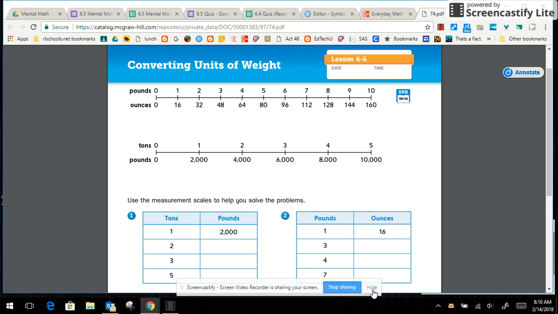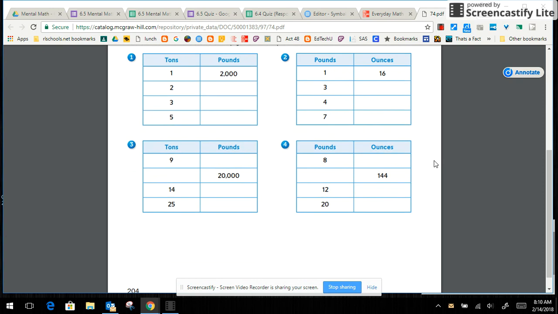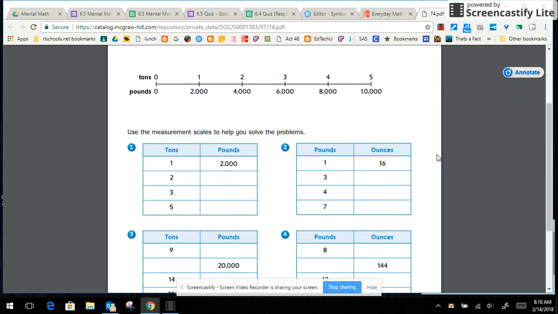So today, after you complete your scales here, just check in with me real quick, and then you can get on to page 205 and work through some questions that are going to ask you to multi-step. So you might have to subtract pounds from pounds, but then convert to ounces. So just make sure you're watching carefully what you are to be doing. And if you have any questions, let me know. I'll be working around the room trying to help you guys out. All right.